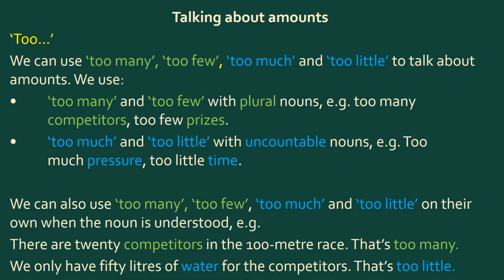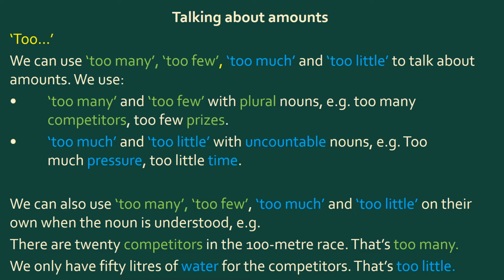Talking about amounts. Too. We can use too many, too few, too much, and too little to talk about amounts. We use too many and too few with plural nouns, for example, too many competitors or too few prizes. Too much and too little with uncountable nouns, for example, too much pressure and too little time.